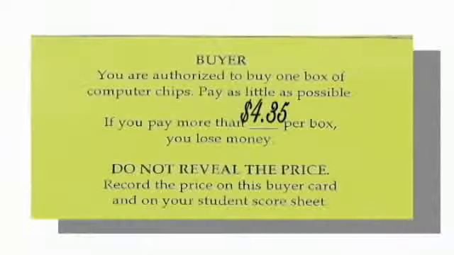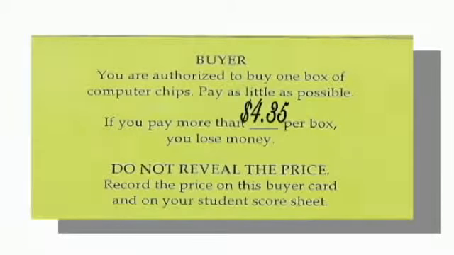You are authorized to buy 1 box of computer chips. Pay as little as possible. If you pay more than blank per box, you lose money. Do not reveal the price. Record this price on the buyer card and on your student score sheet.